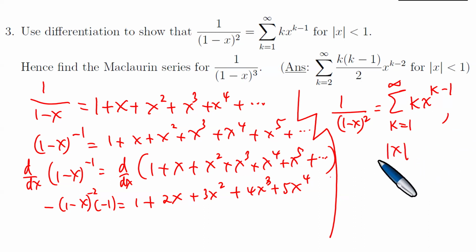And then obviously this converges whenever the modulus of x is less than 1. And then we are done with this. So we used differentiation to actually show this. And then next, the question says hence. So hence we shall find the Maclaurin series of the cube now.